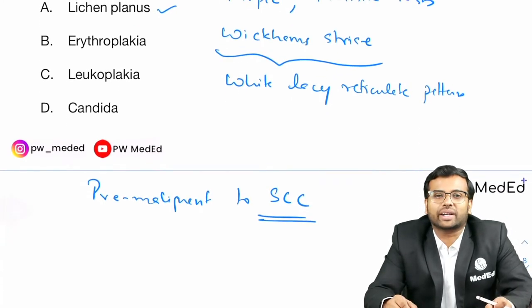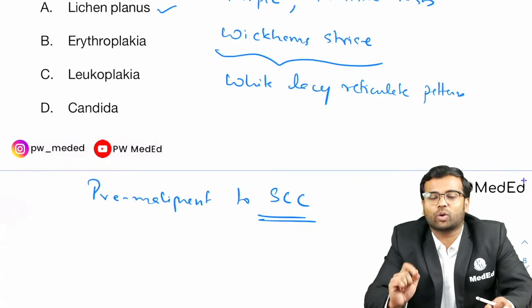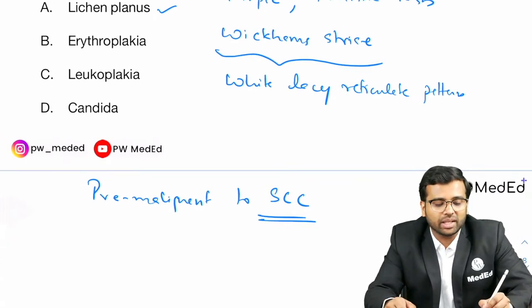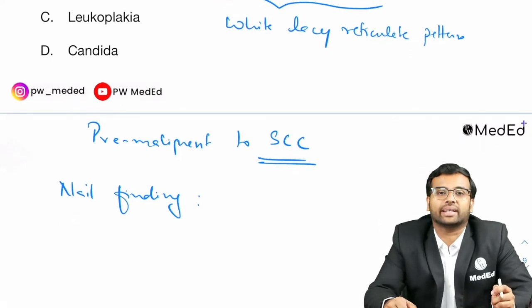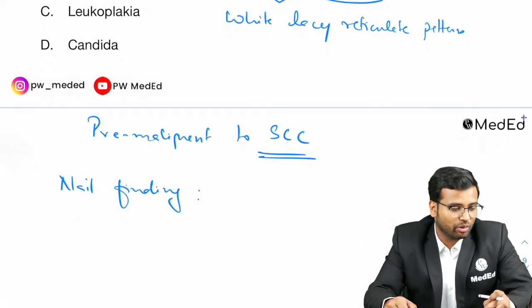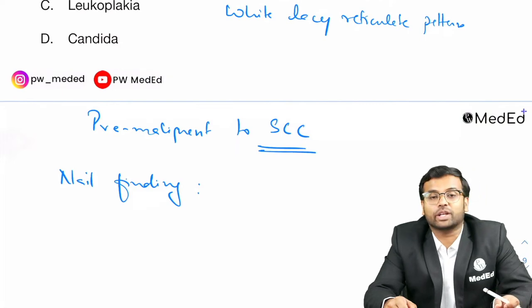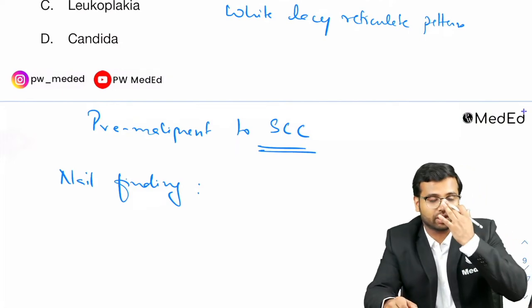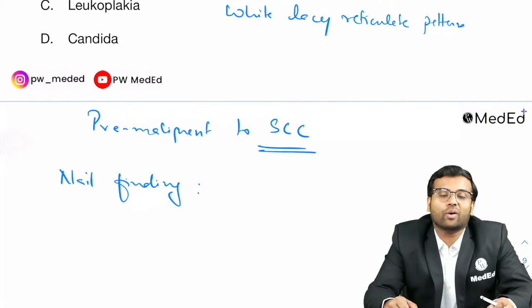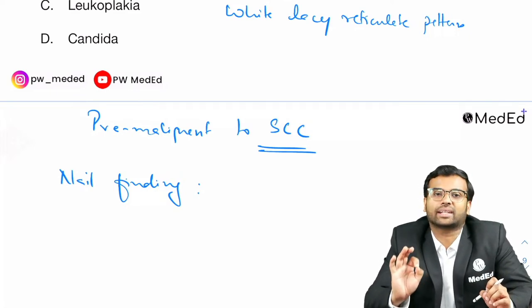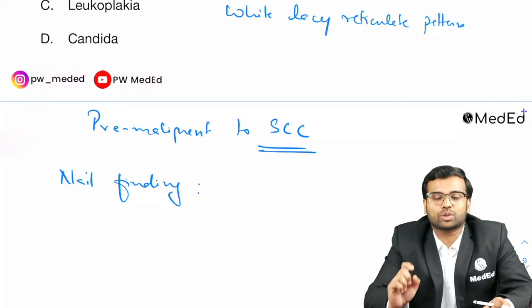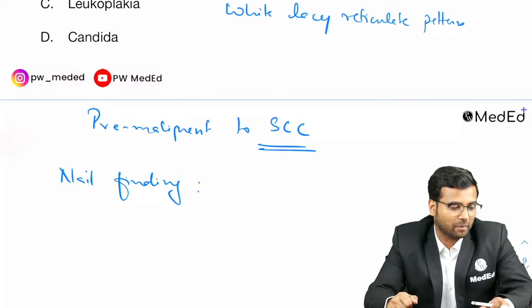So when we discuss lichen planus, what is the most characteristic nail finding in lichen planus? Do you remember what it is? Yes, Bhavna Sharma, very good. You have answered it as candida, which can be scraped off. Now, I'm asking you, what is the most characteristic nail finding when it comes to lichen planus? Who can answer?